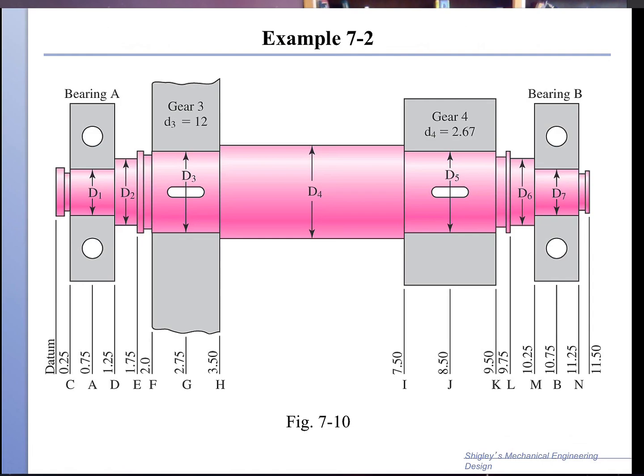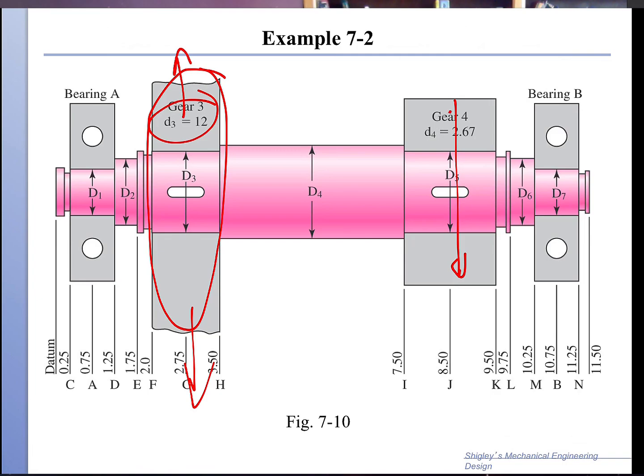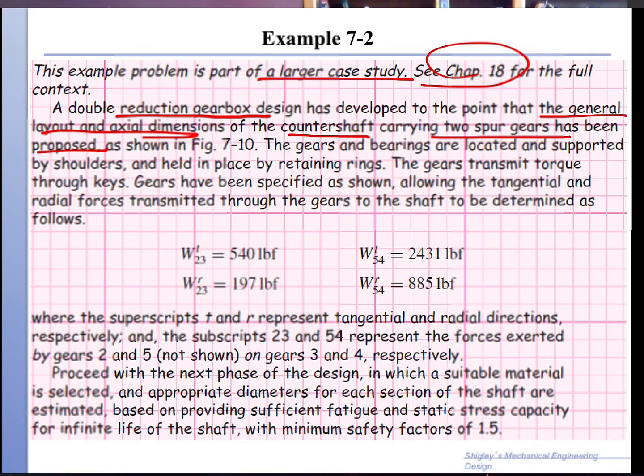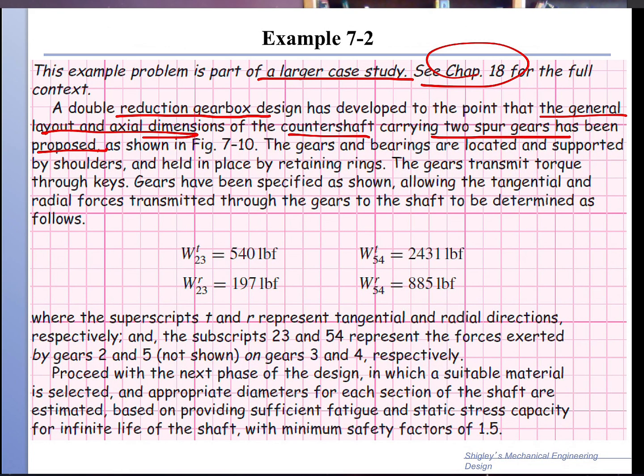So the counter shaft, we have gear 3 to be mating with another gear. So this is a large radius gear. The diameter is 12 inches, and gear 4 is only 2.67 inches in diameter. So the shaft is to carry these two gears, so this is required, and we need to design the shaft. In other words, we want to find the sizes and the materials, and so forth.